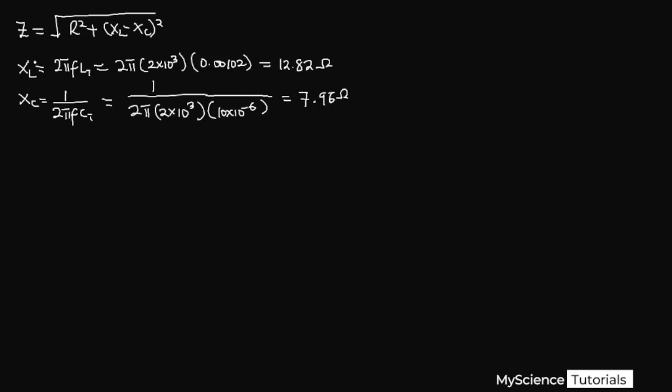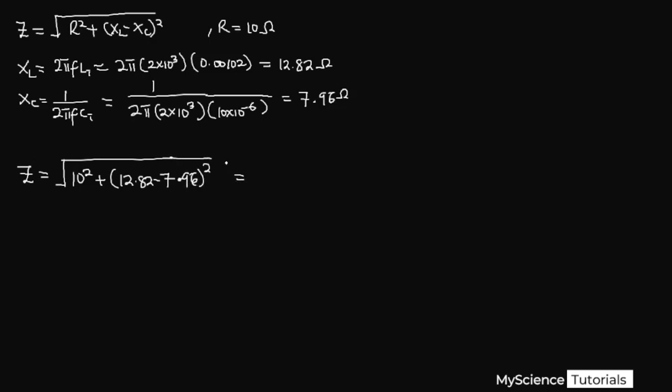So now that we found the inductive reactance and the capacitive reactance, knowing very well that our total resistance that we found is 10 ohms over here, we can go ahead and find our impedance now. So our impedance Z is equal to the root of 10 squared plus, in brackets, 12.82 minus 7.96 squared. Now if we compute everything here into our calculator, we are going to get a total impedance of 11.12 ohms. So this now becomes our impedance for the entire circuit. So the answer for A, impedance Z, is equal to 11.12 ohms.